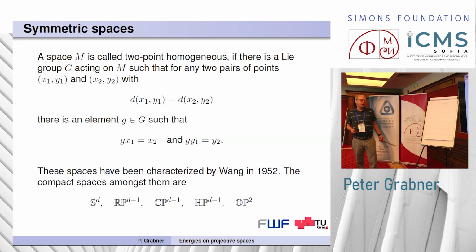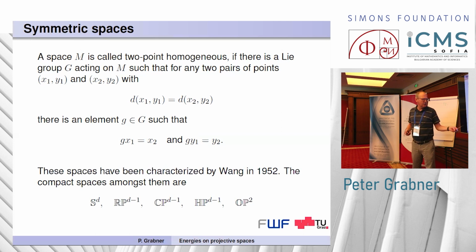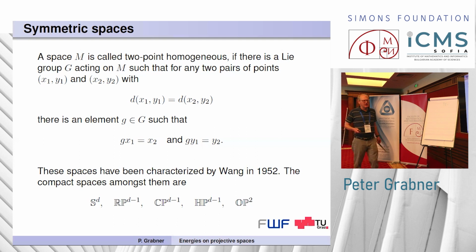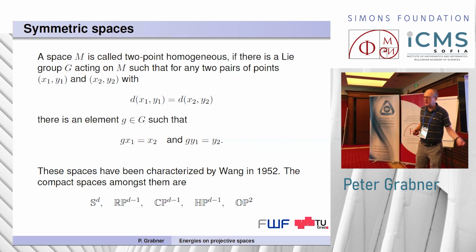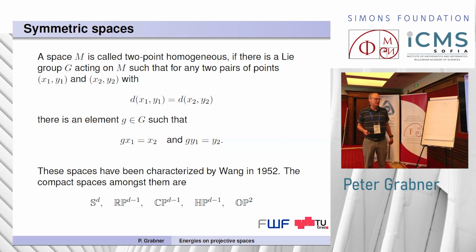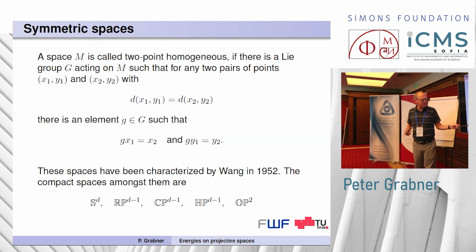And there is a characterization of these spaces. Once again, we are only interested in the compact spaces, so the compact spaces that have this property are the d-dimensional sphere and the projective spaces over the reals, the complex numbers, the Hamiltonian quaternions, and then there's one exceptional space, which is the two-dimensional projective space over the octonions. This only works for 2 dimensions over the octonions because they are not associative. And we are especially interested in those spaces because the sphere has been dealt with in many, many papers, and more or less everything is known about the sphere.